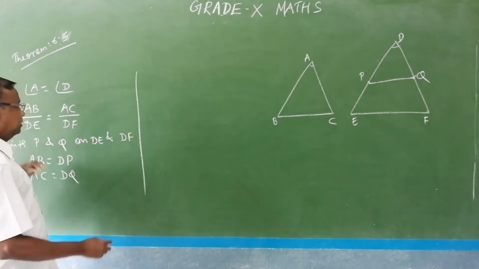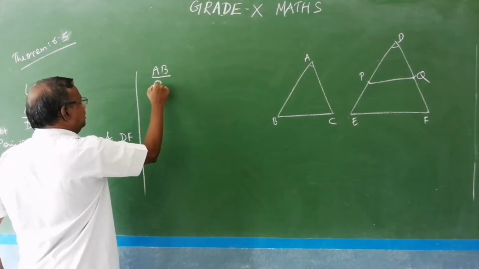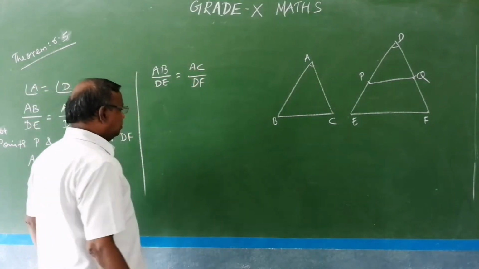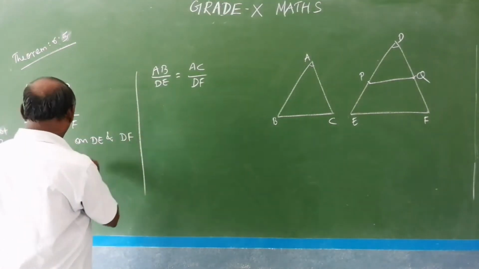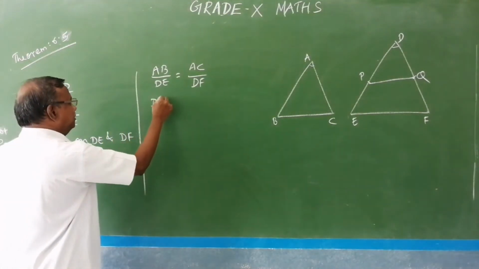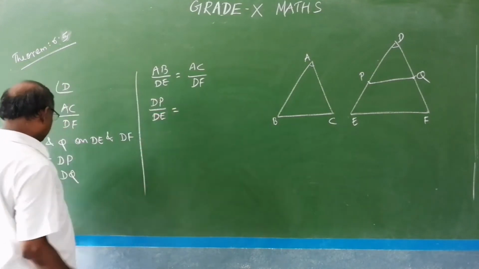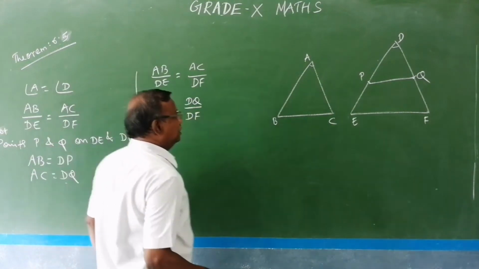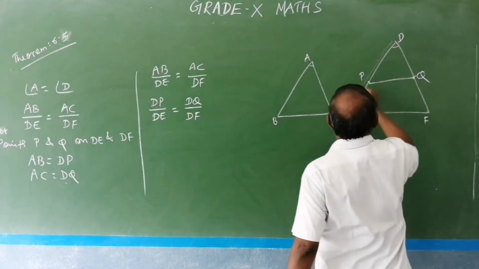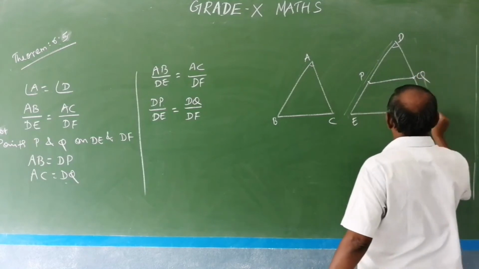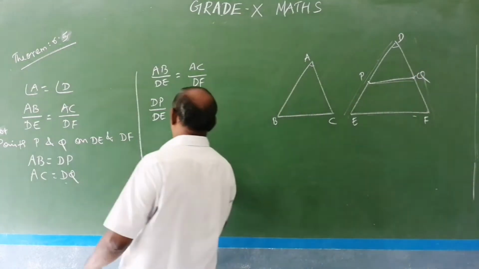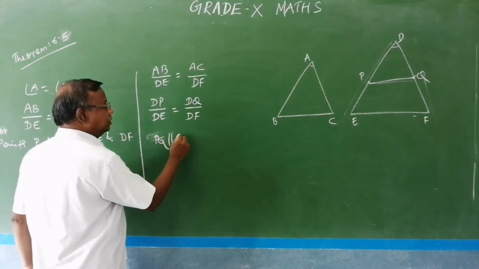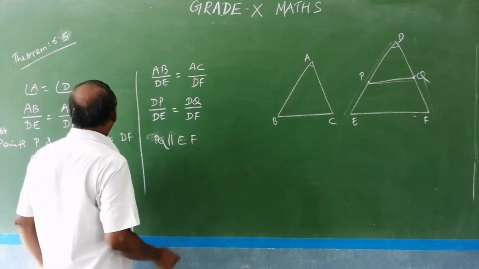But we are given AB by DE equals AC by DF. So replace AB by DP because AB equals DP. So DP by DE equals, instead of AC we can put DQ, so DQ divided by DF. If DP by DE equals DQ by DF, it means PQ is parallel to EF, by the converse. So PQ is parallel to EF.